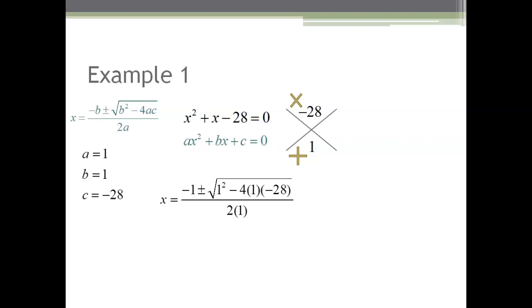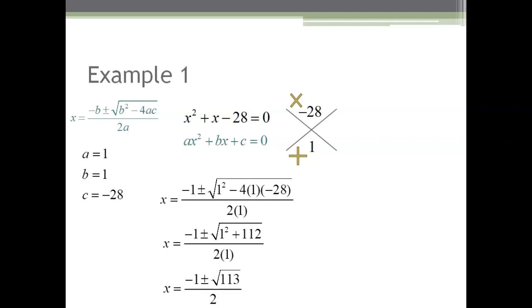So for example here, when I multiply minus 4 times 1 times negative 28, that's really going to be a positive number after I multiply all those numbers together. So here I'm going to have negative 1 plus or minus the square root of 1 squared plus 112. Adding that together, we end up with 113 under the square root. And then you want to check and ask yourself, can I simplify that radical, that square root of 113, at all? So how do you simplify this? You're checking to see, are there any perfect squares that are factors of 113 that I'm able to take out?